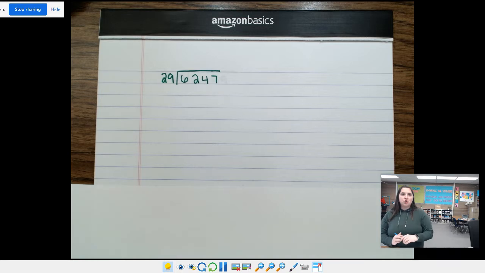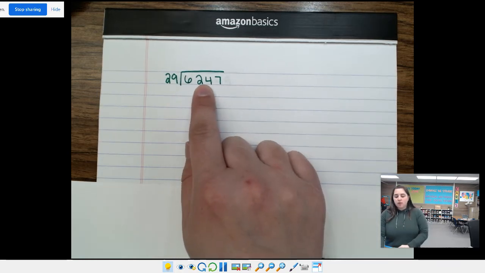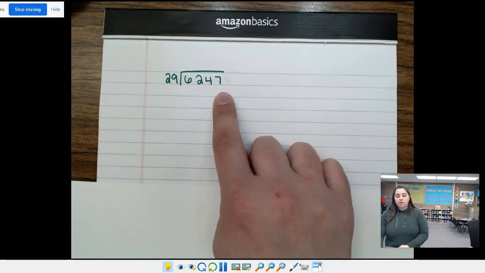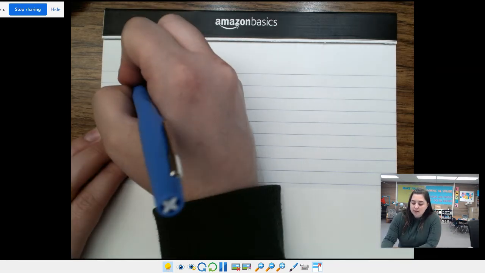One thing has changed. The number in our dividend, so the number we start with, is just getting larger. This time we have a 4-digit number that goes to the thousandths. So we're going to use that same exact process.